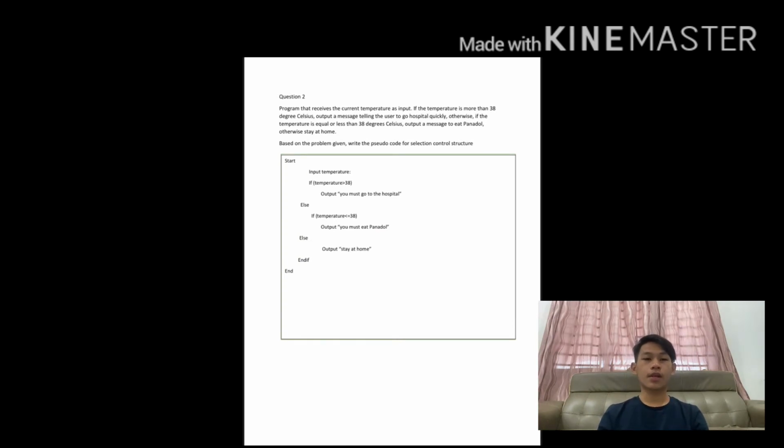For question 2, a program that receives the current temperature as input. If the temperature is more than 38 degrees Celsius, output a message telling the user to go to the hospital quickly. Otherwise, if the temperature is equal or less than 38 degrees Celsius, output a message to eat Panadol. And otherwise, stay at home. Based on the problem given, write the pseudocode for selection control structure.